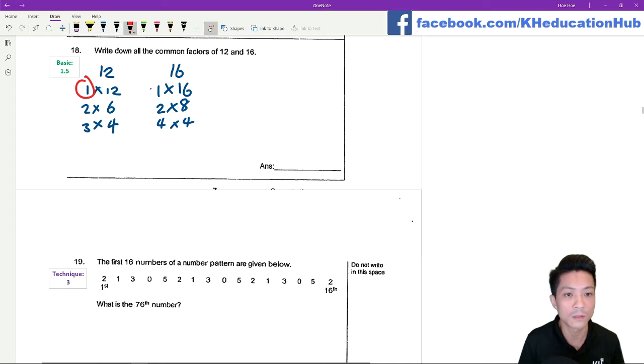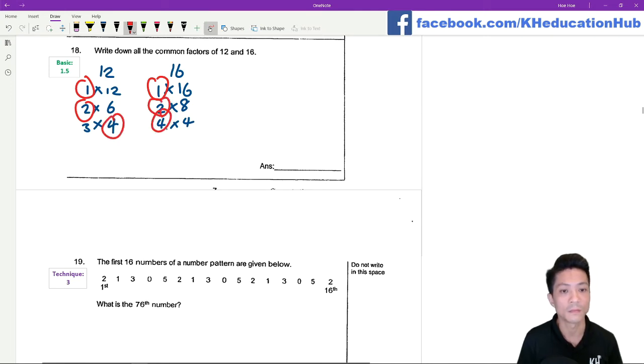Now let's circle the common factors. Okay, 1, 2, and 4.